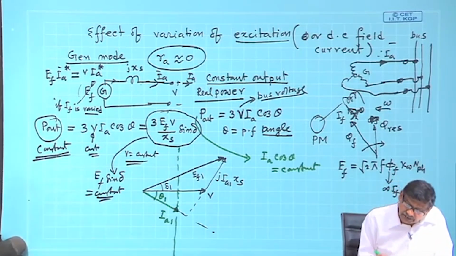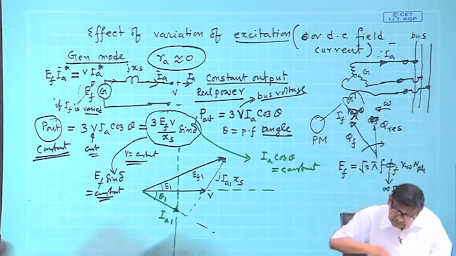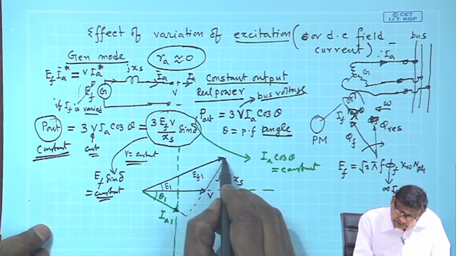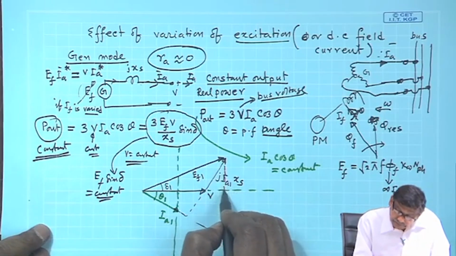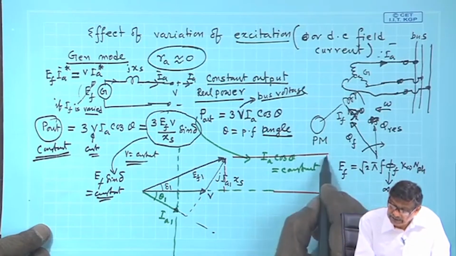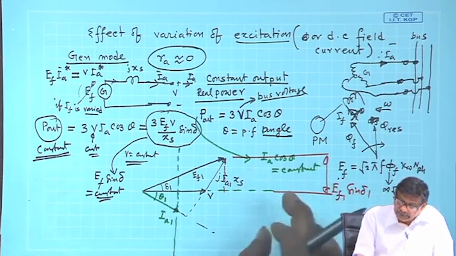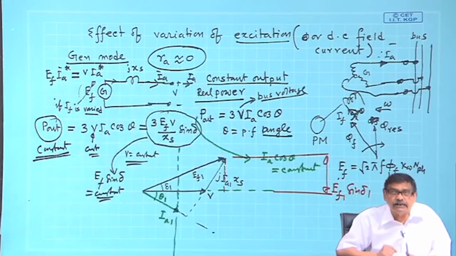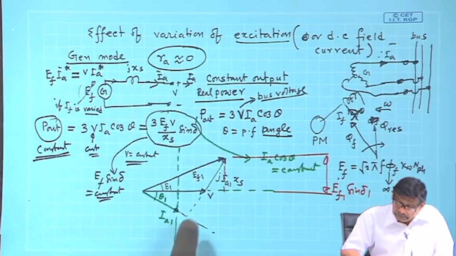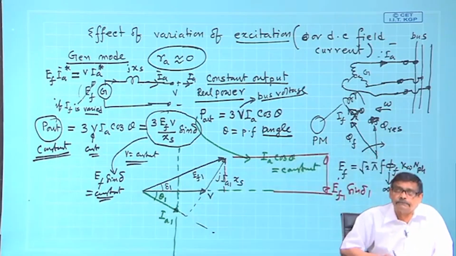Now, what is E f sin delta? E f sin delta is this vertical length. This is your E f sin delta in general, E f 1 sin delta 1 in this case. And I am telling you, play with your field current, this thing must remain constant. Understood?